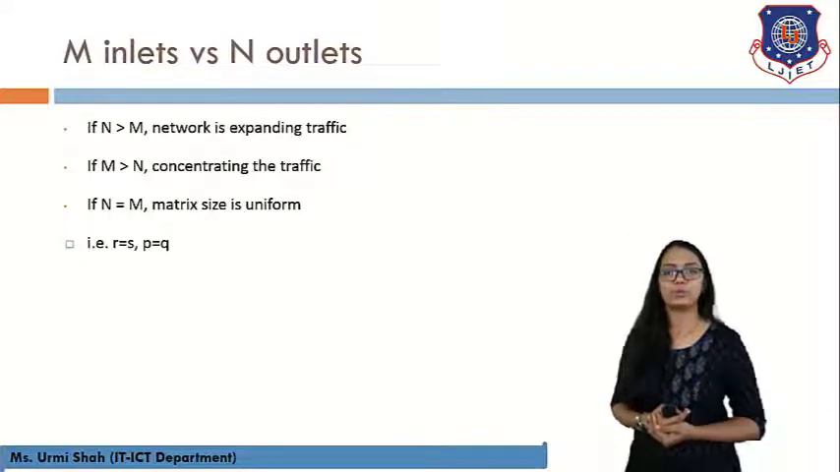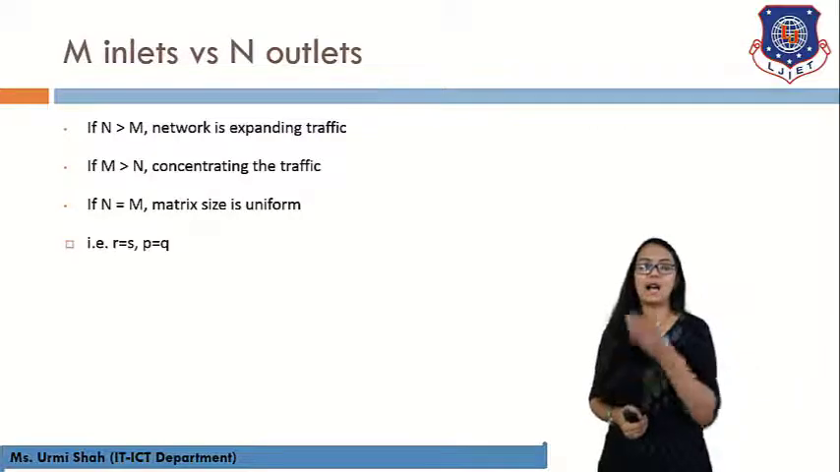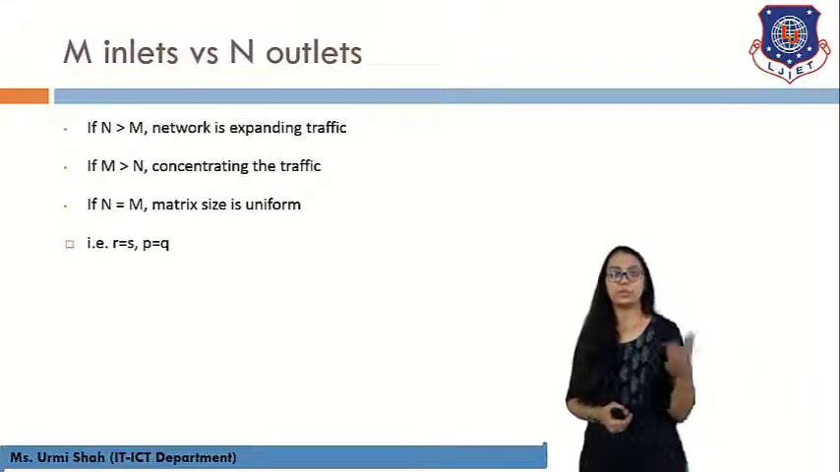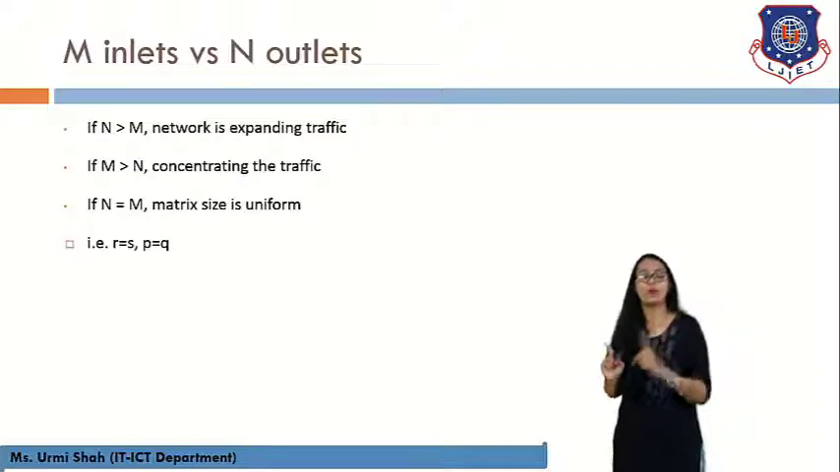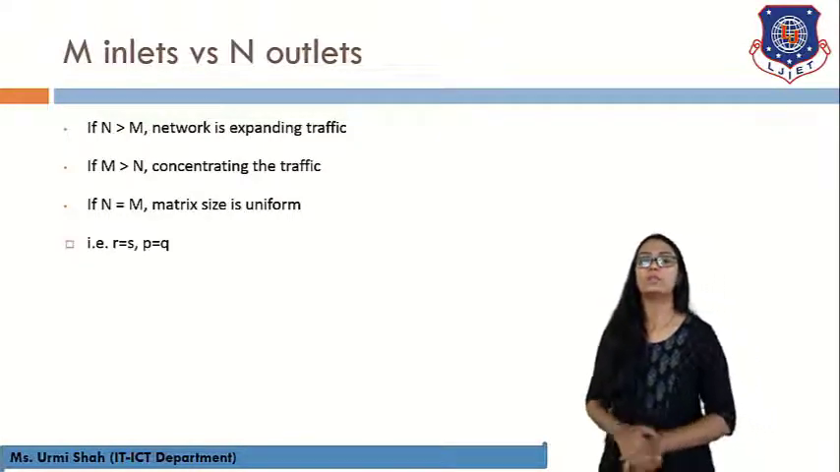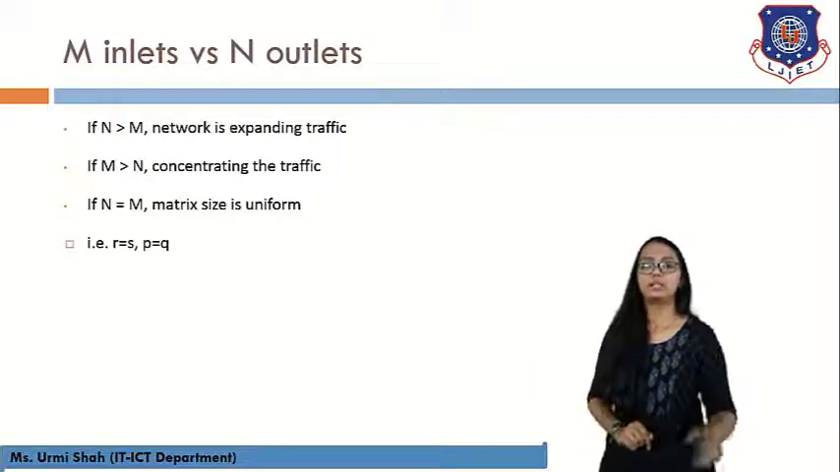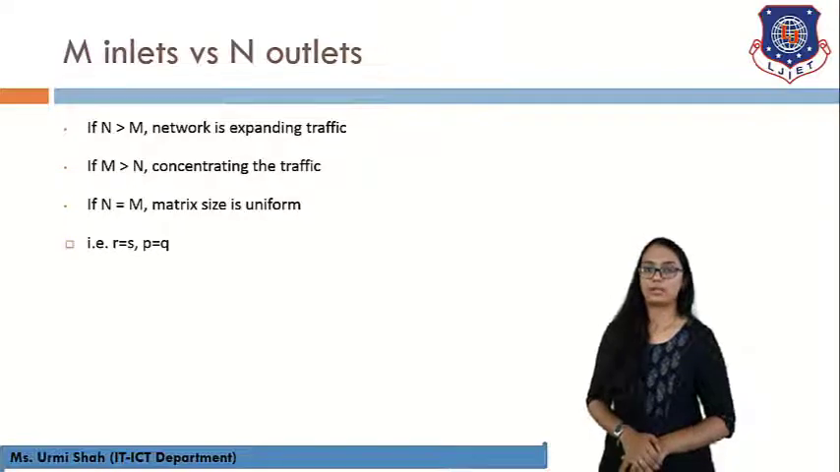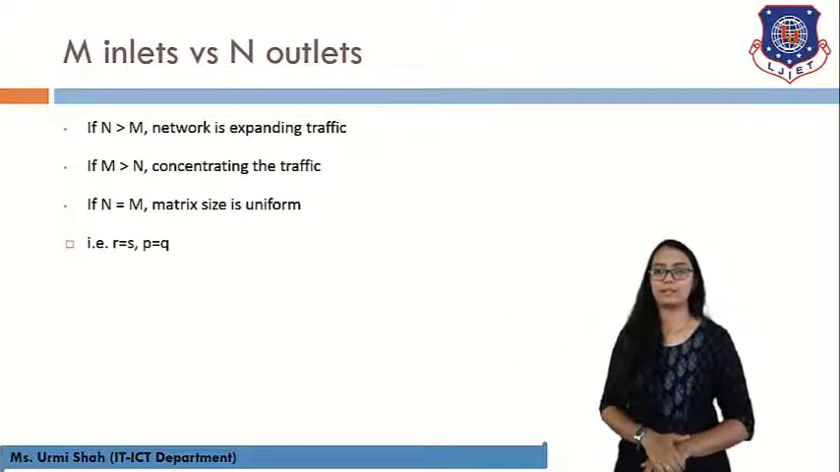If N is equal to M, then the matrix size will be uniform. That is, R will be equal to S and P will be equal to Q. So that is a uniform stage. To avoid blocking of the network, you should follow N equal to M. That is, the number of inlets should be equal to the number of outlets. So these are the criteria for avoiding traffic.